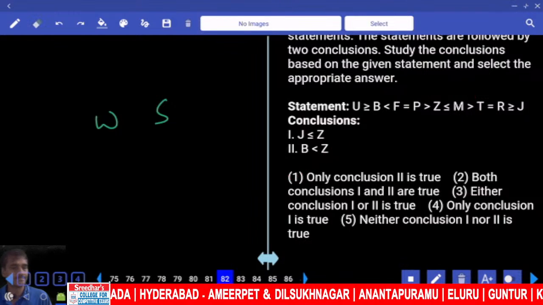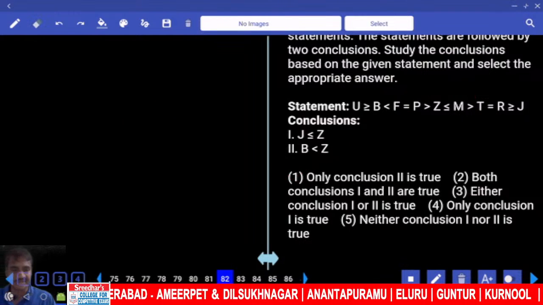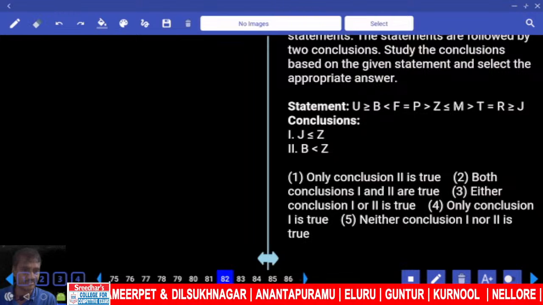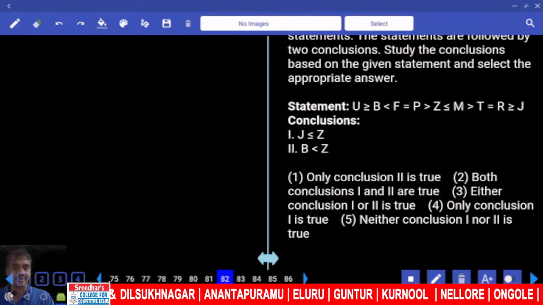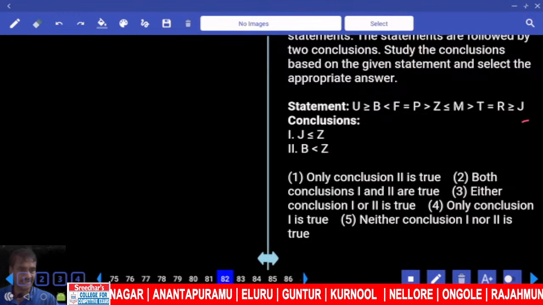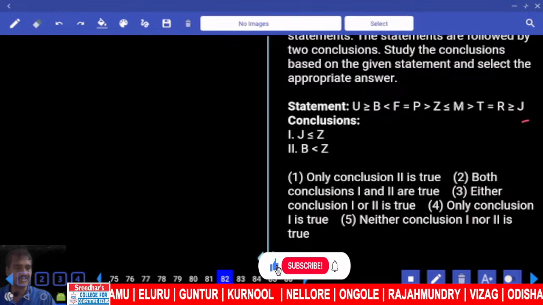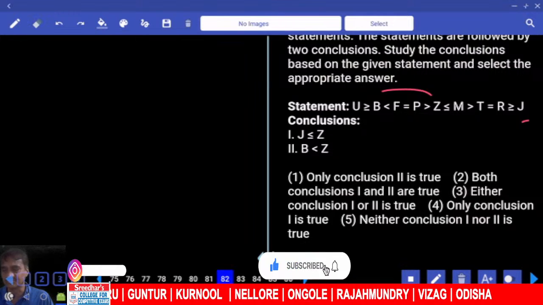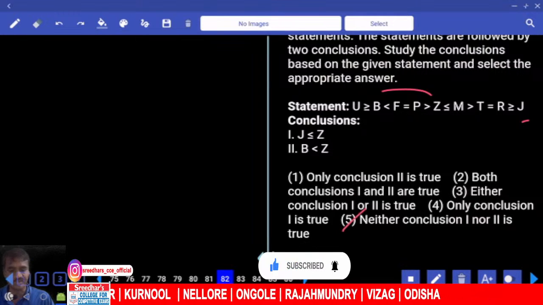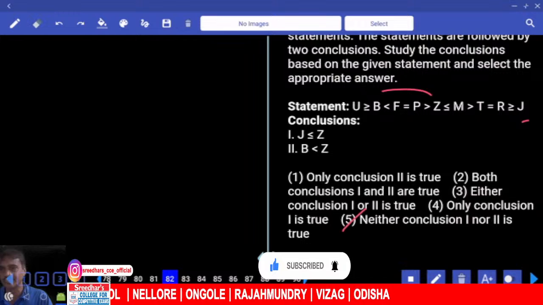82, J and Z. Again, Z is here, B. J and B, are they equal to each other? No. Now J and Z: J is here, Z is here, opposite symbol. B and Z, opposite symbol. Then what is your answer? Neither one nor two, because the letters were different.